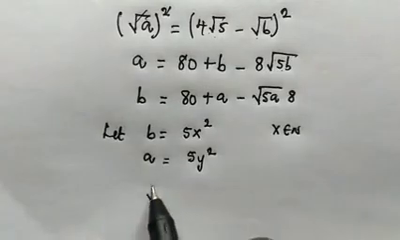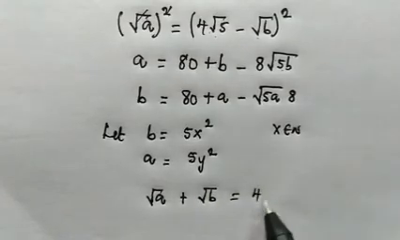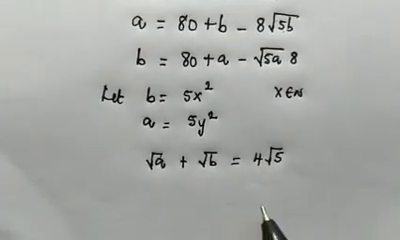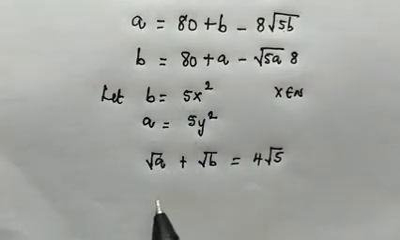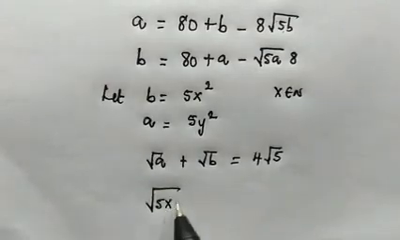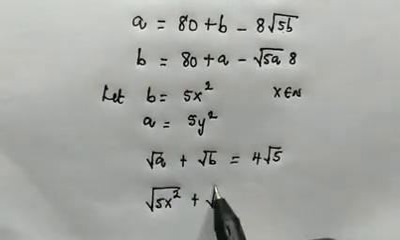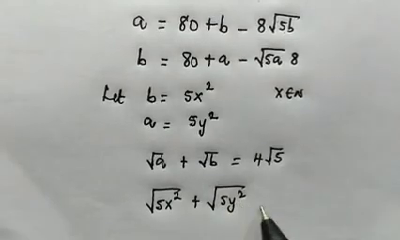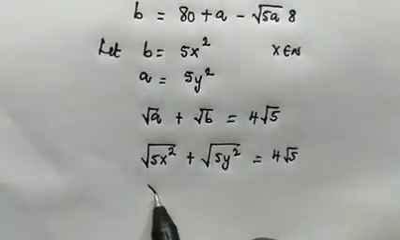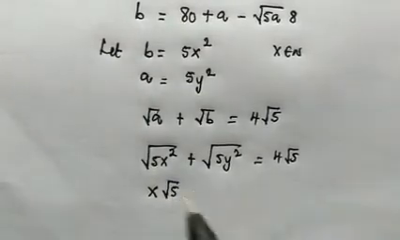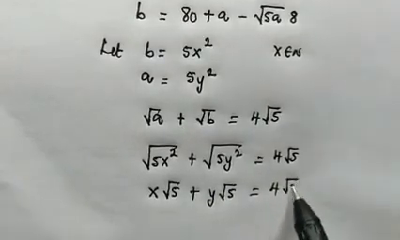Then from the original equation, square root of a plus square root of b is equal to square root of 80, which is 4 root 5. So we can plug in the values for a and b in terms of x and y. So this will be square root of 5x squared for b first, then plus for square root of a we get square root of 5y squared. So this is equal to 4 root 5. So x squared, the square root is x, times square root of 5, right? Then plus here we get y square root of 5. This is equal to 4 root 5.